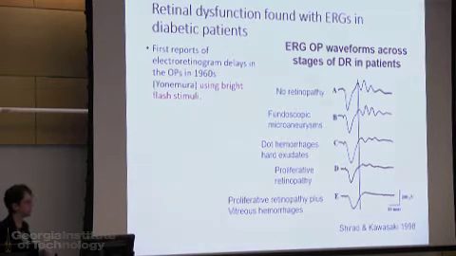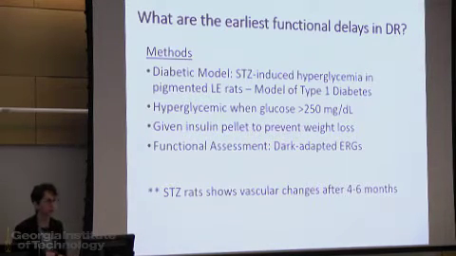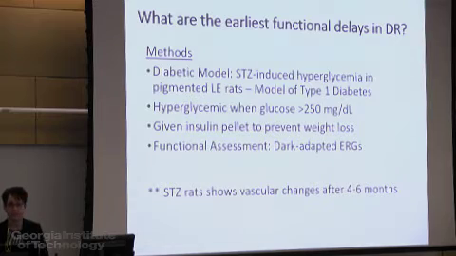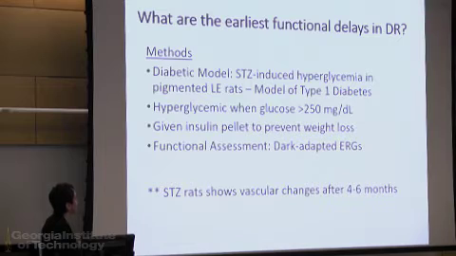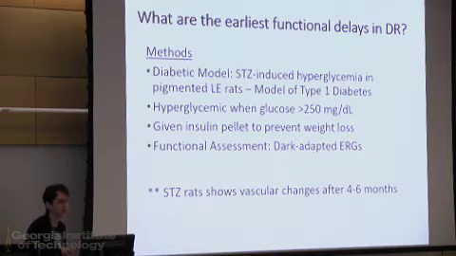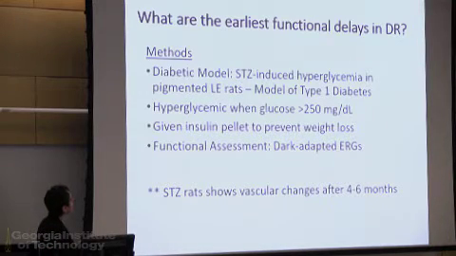So based on looking at the literature, we asked, what are the earliest functional delays that we can actually see in diabetic retinopathy? In order to do that, we looked at a diabetic rat. This is using STZ, streptozotocin, which is a toxin that kills the beta cells in the pancreas. This induces hyperglycemia. We're using Long Evans rats, and this is considered a model of type 1 diabetes. We consider the animals to be diabetic when the hyperglycemia is greater than 250 mg per deciliter.